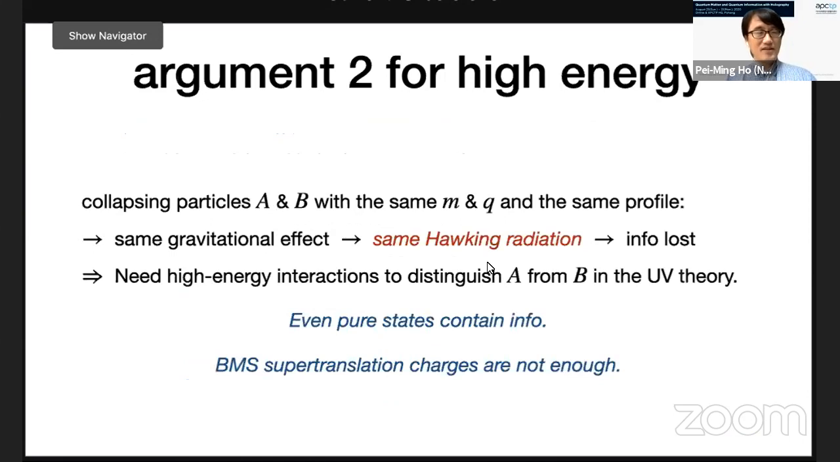The second argument is similar, but the emphasis is different. So consider two types of particles, A and B. They have the same mass and same charge. And we let them collapse in the same profile, in the sense that they have the same gravitational field. So you can have the same gravitational field, but the matter is composed of different particles at your choice.